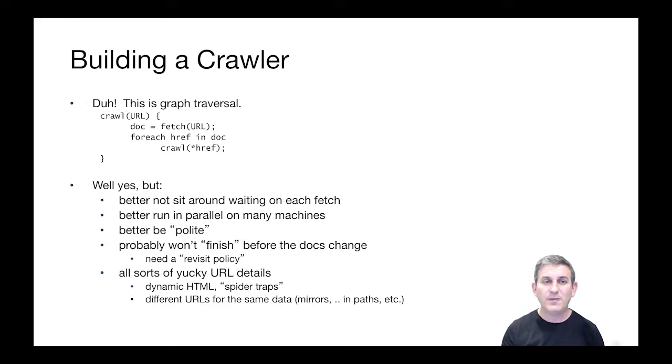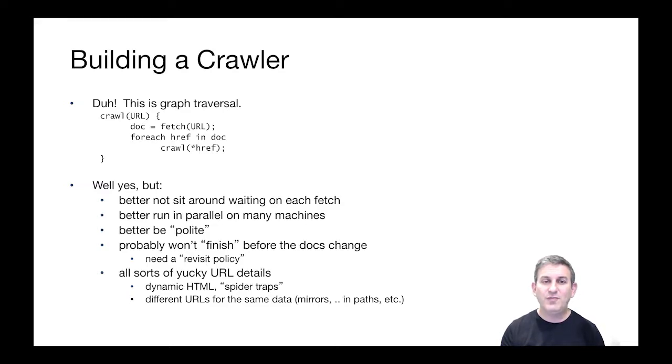Start with some URL, and we have a recursive function crawl. It fetches that URL into a variable called doc. And then for each href, which is to say each link in doc, we recursively crawl that href. And we basically keep doing that until we have visited all the docs reachable from that URL. Okay? That works, but there's a bunch of things about it that don't work well. And we're going to go through some of those things in the following slides.